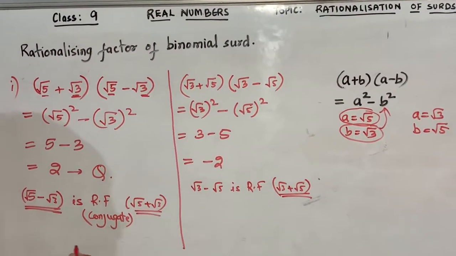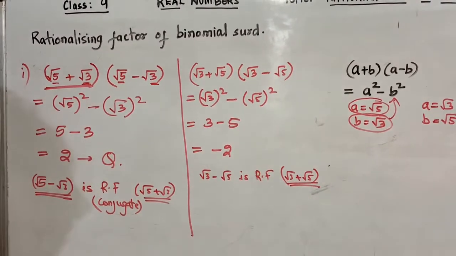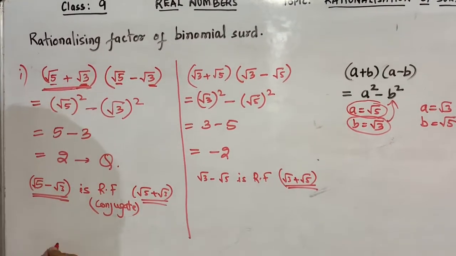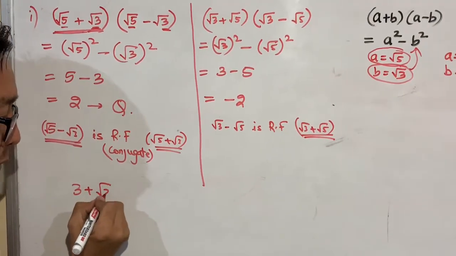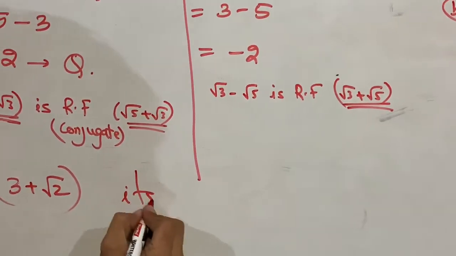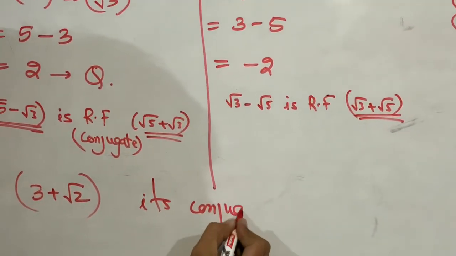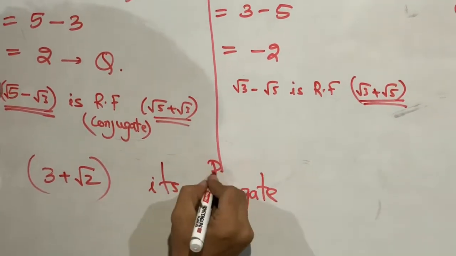We just need to change the sign of the binomial terms. Let's say 3 plus root 2 is a binomial term. Its conjugate is the rationalizing factor, the RF.